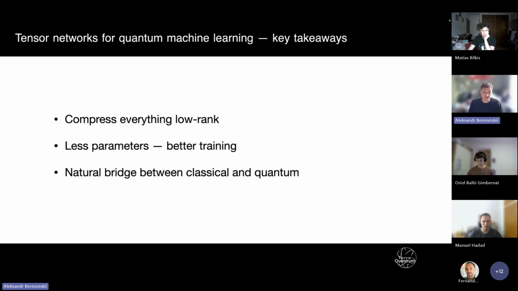And again, the key takeaways here, from what I found, are that you have the compression part, and since you have the compression part, you have a better training part. The thing I like about tensor networks is that there is a natural correspondence between the classical realm and the quantum, and the different models correspond to different circuits, which allows you to boost your imagination and do things in both worlds, in a sense.